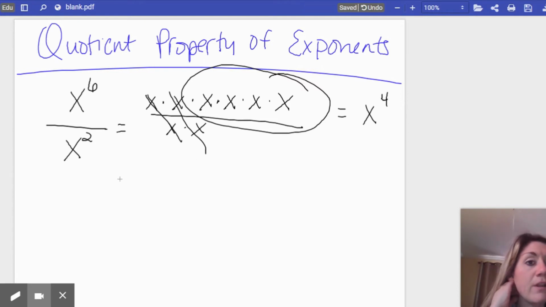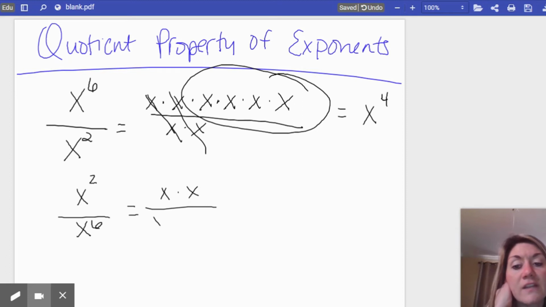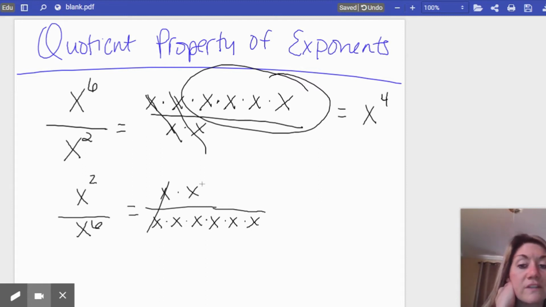So let's do an example of it flipped. So if I had x squared divided by x to the 6th, that would be the same as x times x times x times x times x times x times x, right? 6 x's. So once again, those still cancel out, which leaves me with a 1 on the top and x to the 4th on the bottom. So if you noticed, when we have these exponents, I take the exponents from the top and I subtract the exponents from the bottom, and that will give me my final answer.